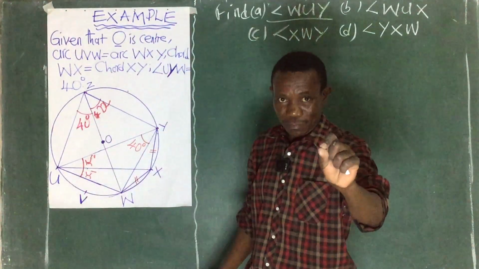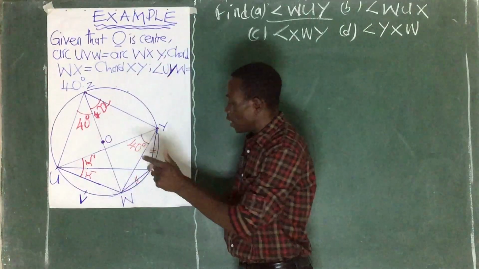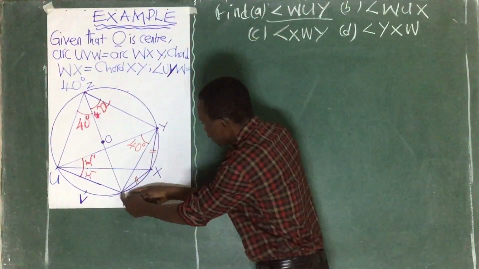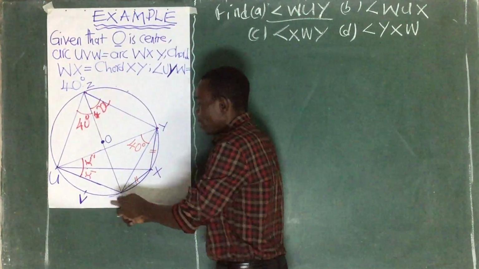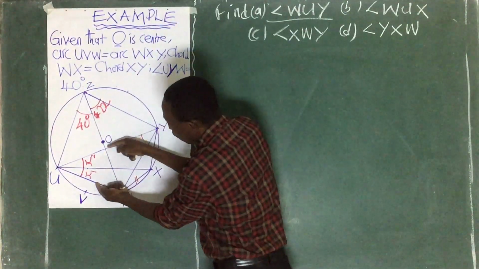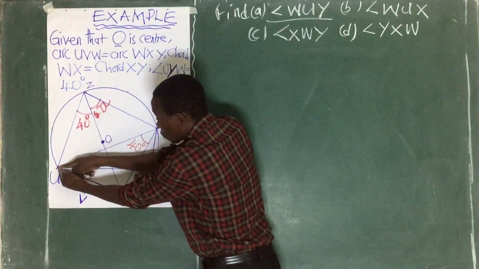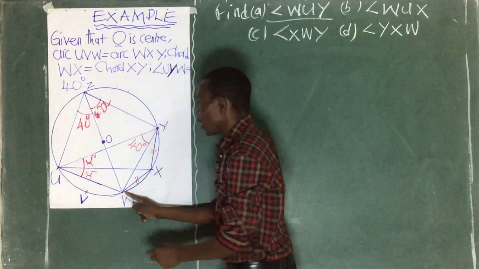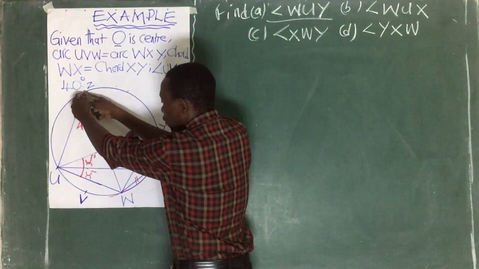Why is this one equal to this one? I repeat, there's an arc that is subtending those equal angles. This arc is equal to this arc. This arc is subtending an angle which we have said is 2x by notation. And this arc is subtending this angle here, which is 40 degrees.